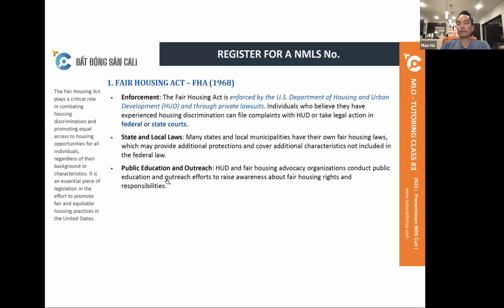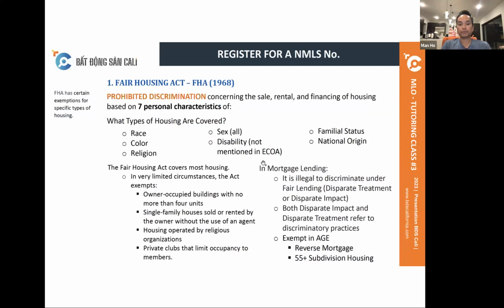Public education and outreach. HUD set up a lot of programs to educate the public, so that they understand all these laws and all the things that protect them, including the housing rights and responsibilities. So this act has several items that make sure that everybody is treated fairly.